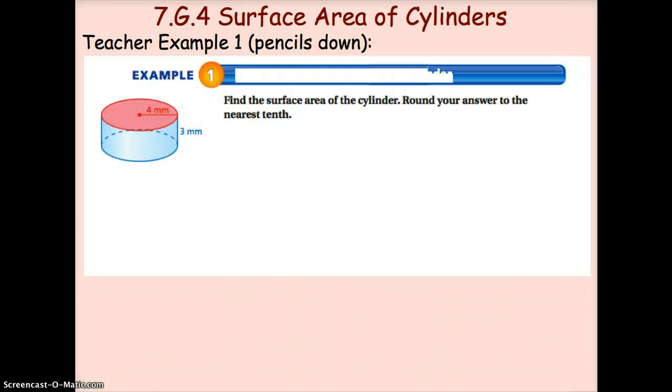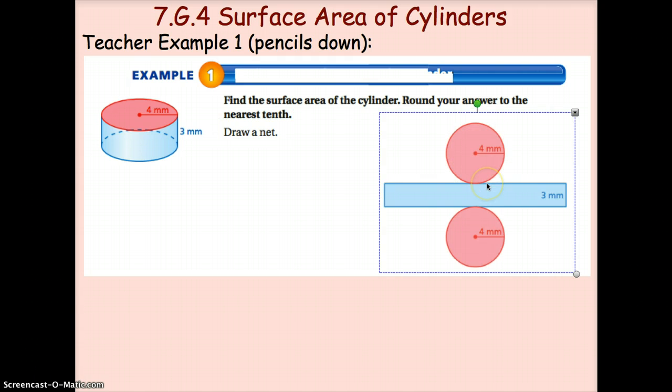Teacher example 1, pencils down. Find the surface area of the cylinder, round your answer to the nearest tenth. So the first thing I need to do is make a net, which means I need to flatten this shape out. So again, I can see I've got a circle here, and then a skinny rectangle that goes around. The easiest way to think of it is canned goods, like a can of soup. That label would be this rectangle right here. It wraps around, and that's why it's a rectangular shape.